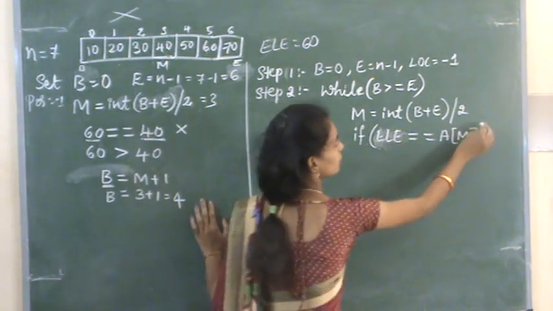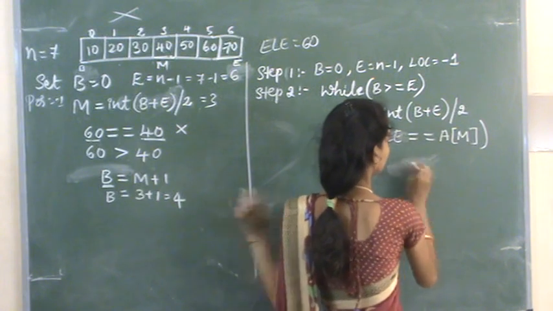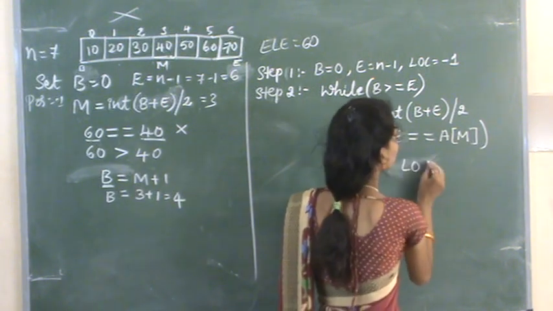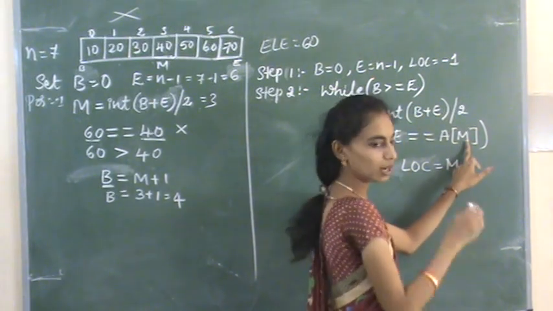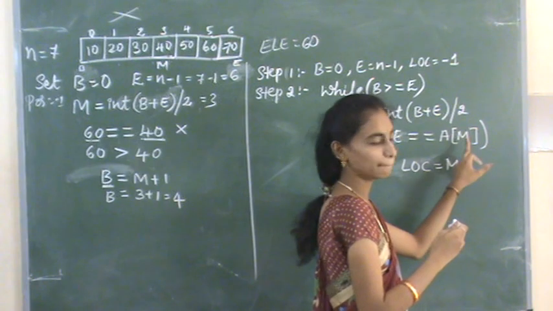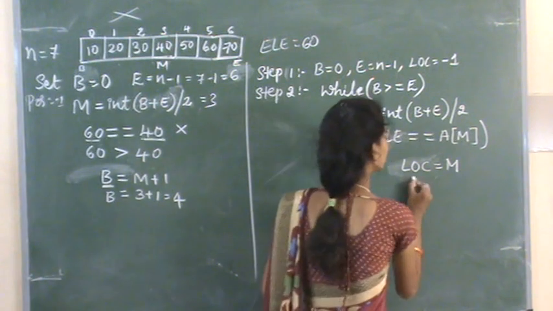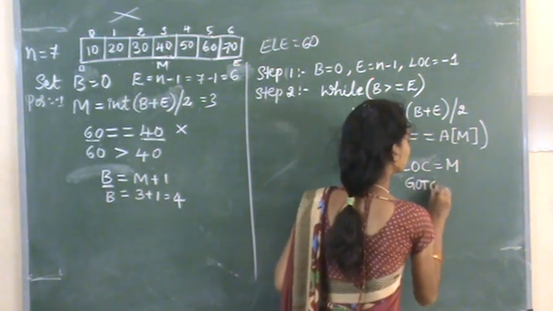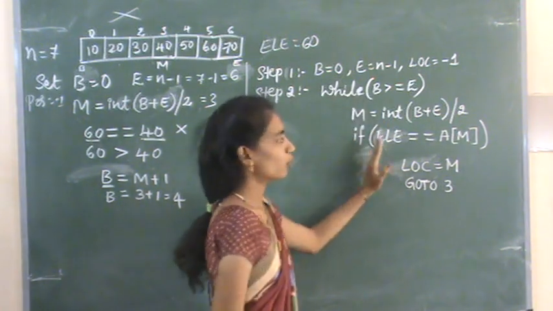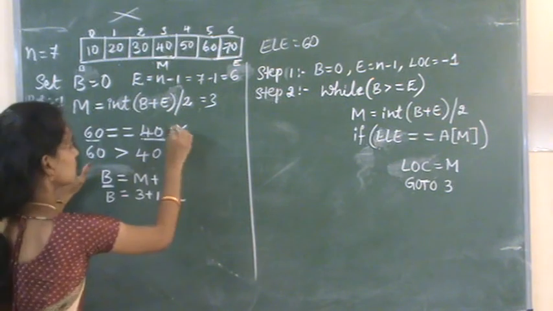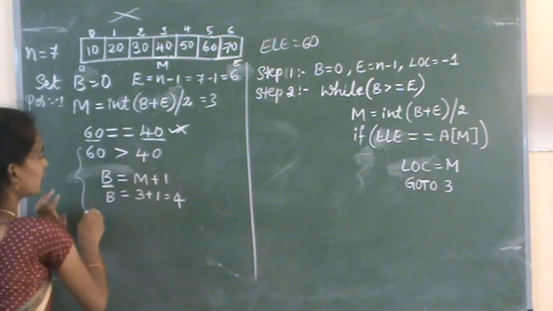So that is this. Okay. So if it is true, we will assign location equals M, right? So whatever location is present in M, that will be assigned to the location. So next we go to step 3. Okay, so this is about one condition, right? So this is performed. If it is not true, we have to perform these operations, right?